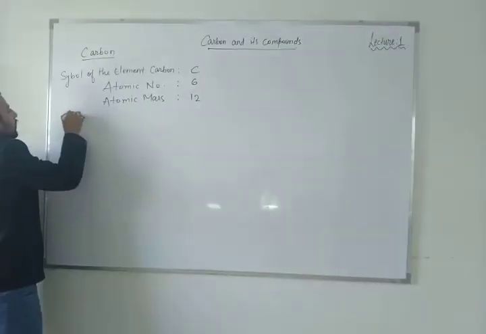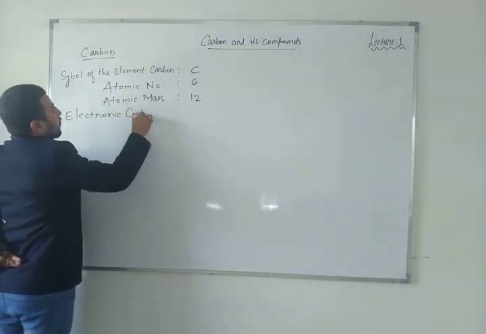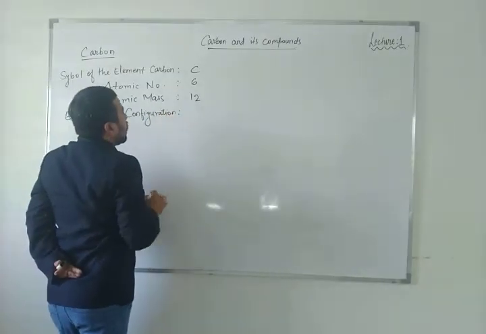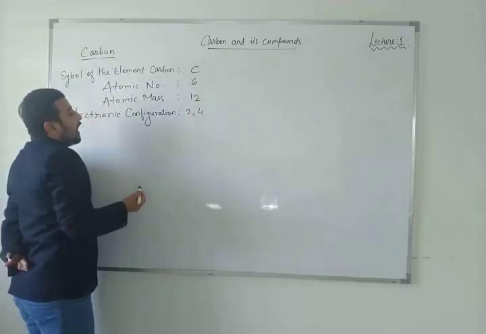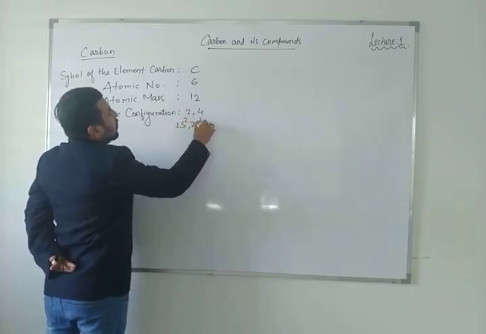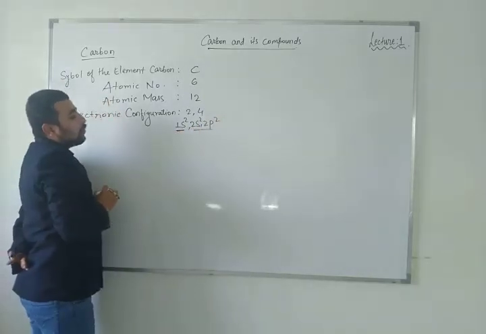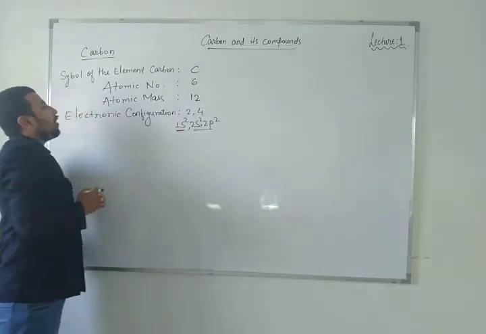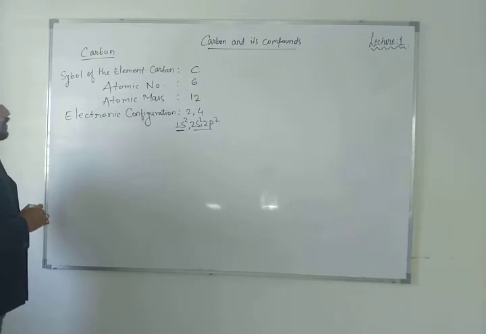What is the electronic configuration of carbon? In the first orbit it has 2 electrons and in the second orbit it has 4 electrons. When you go to the 11th standard, at that time you will write this electronic configuration as 1s2, 2s2 and 2p2. It means in the first orbit 2 electrons and in the second orbit 4 electrons, which are accommodated as 2 in the s orbital and 2 in the p orbital. This is the electronic configuration of carbon.